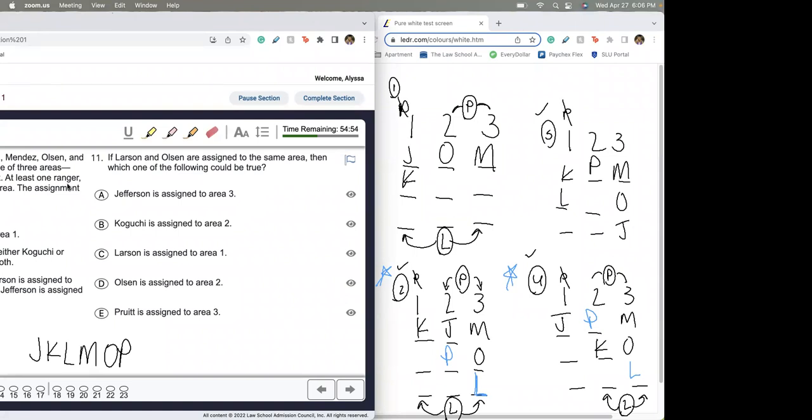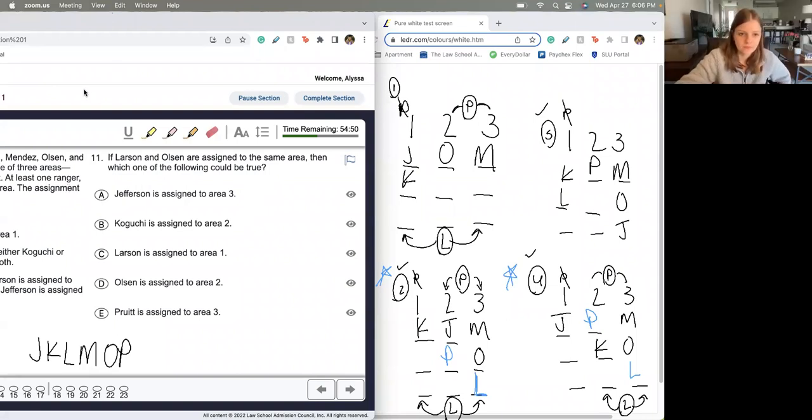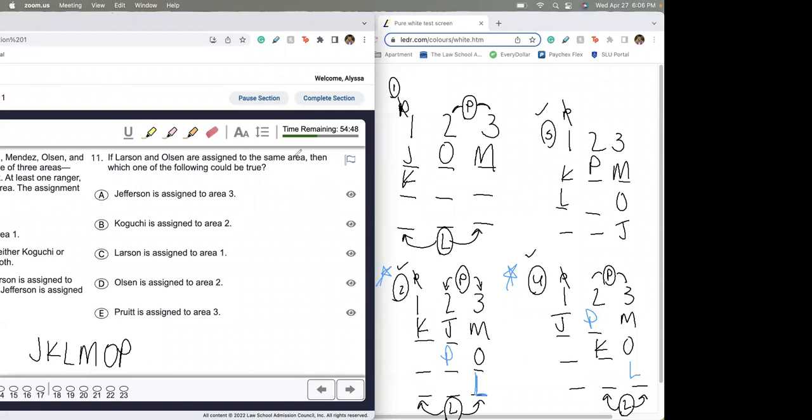I don't know about this one. You stuck between a few? Well, I think I am B. I was thinking P, but P is in 2 in both of them. So I don't think it's an area 3.